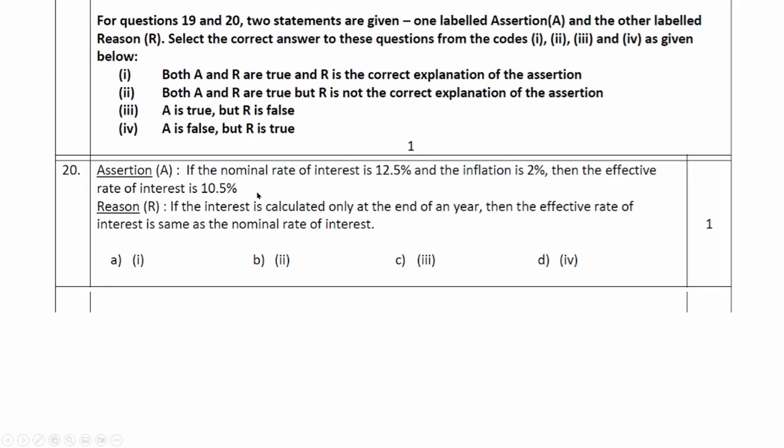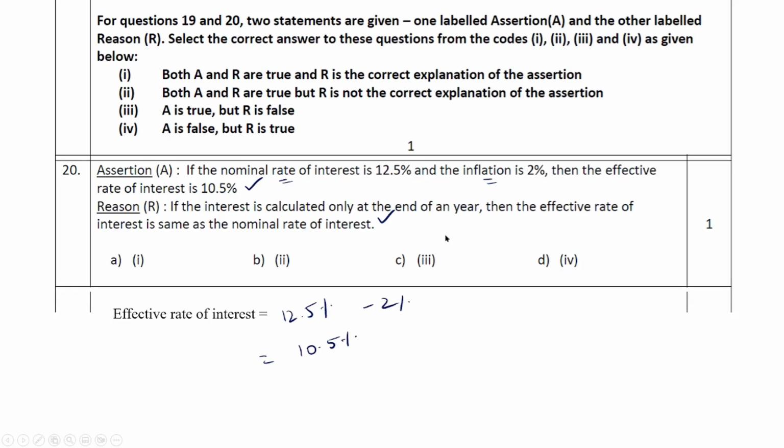Here the assertion is given. They have given nominal rate as 12.5%, inflation is 2%, then effective rate is 10.5%. So effective rate of interest, we calculate it as nominal rate minus inflation rate. So it is 12.5% minus 2%, which is 10.5%. So the assertion is true. Next we have the reason: if the interest is calculated only at the end of a year, then the effective rate is the same as nominal rate. Here the reason is also true, but the reason is not the correct explanation of the assertion.